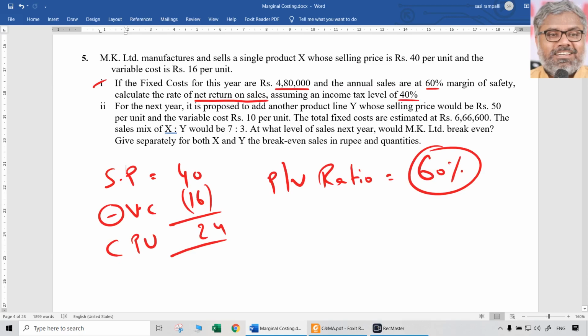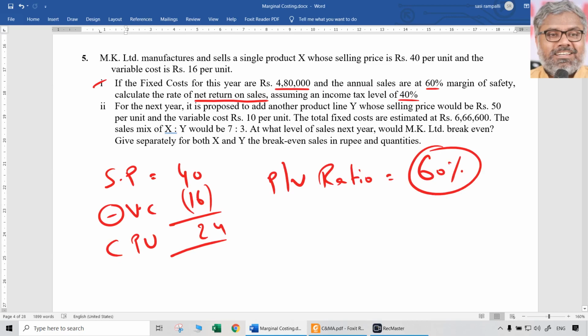Okay, we normally calculate profit, that is generally before tax. You deduct tax also, you will get profit after tax. That we can do as a last step, but for that we need to know first of all the profit. So how to find out profit first? When fixed costs are 4,80,000 and annual sales are at 60% margin of safety, we don't know the number of units and all, though we know the selling price. So we have to crack this.